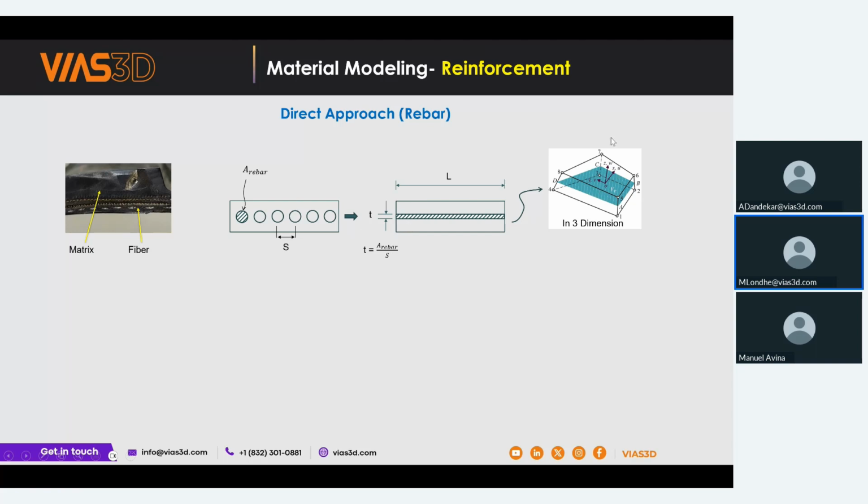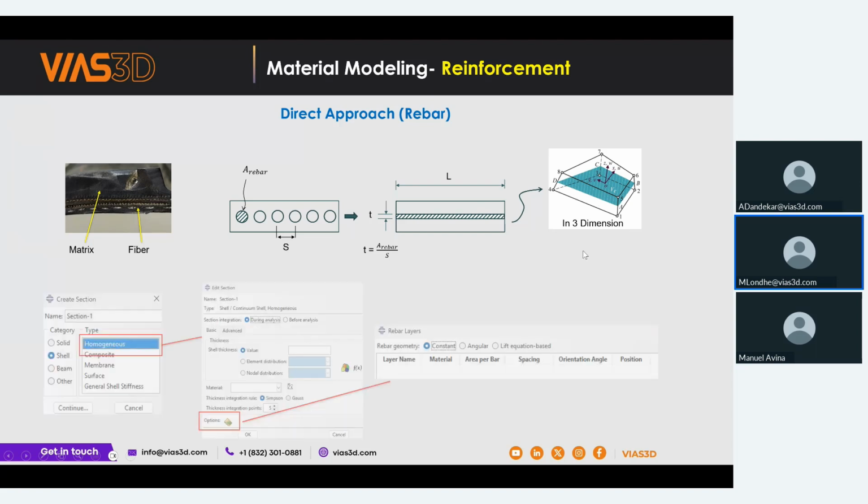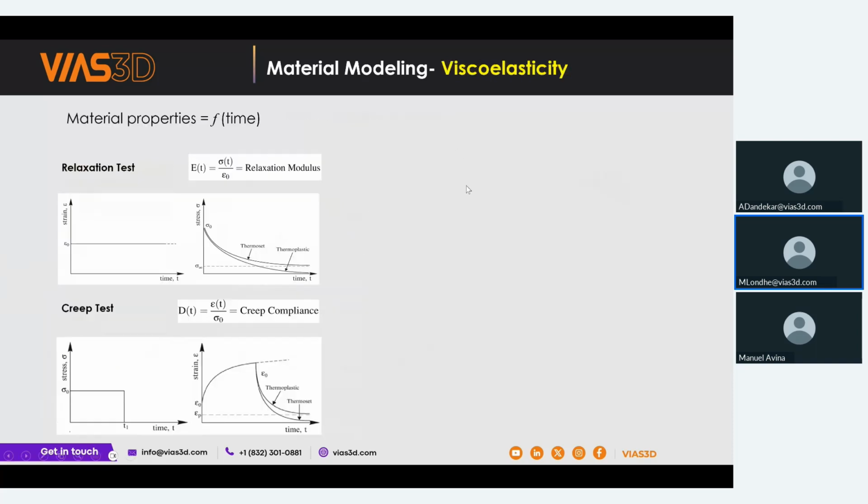In such modeling, Abaqus basically treats two separate elements. The matrix material acts as a host, and inside it the reinforcement is treated as a separate two-dimensional element like a shell, membrane, or surface. If you go to the section and define the shell homogeneous, at the bottom you will find this option, which is basically for the definition of the rebars. You can mention the area per rebar, spacings, different orientation angles of the fibers, or even positions.